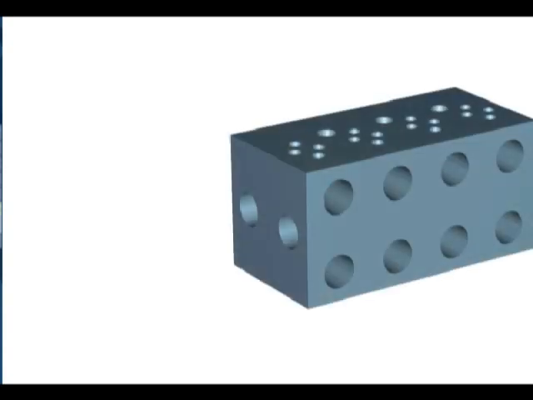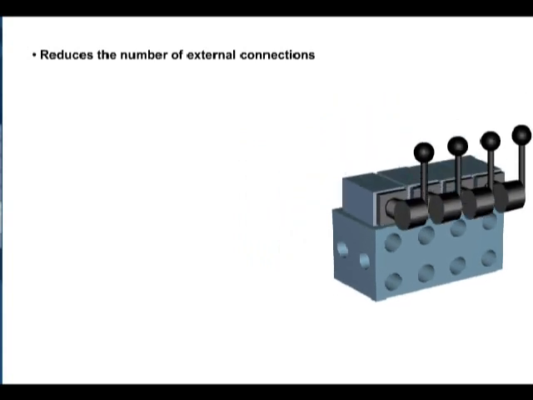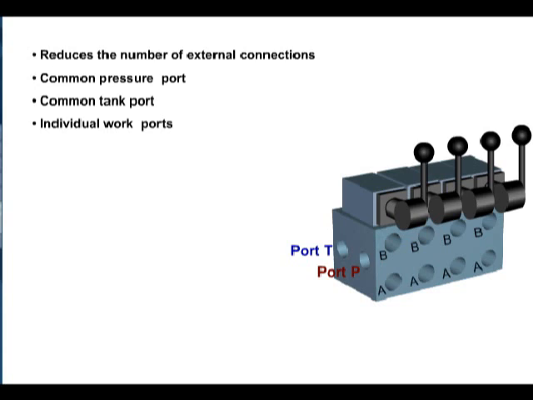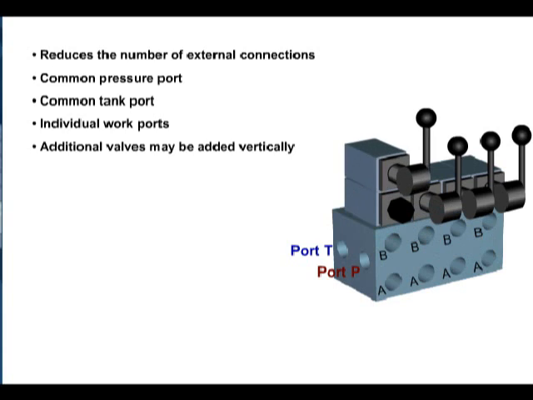As the number of connections in a hydraulic system increases, so does the possibility of leaky fittings. Hydraulic manifolds drastically reduce the number of external connections required. Manifolds used for modular valve stacking incorporate a common pressure and return port, with individual A and B work ports for each valve station. At each station, additional control valving may be added by sandwiching or stacking the valves vertically. This is accomplished without any external connections.